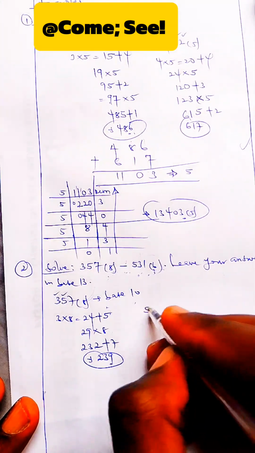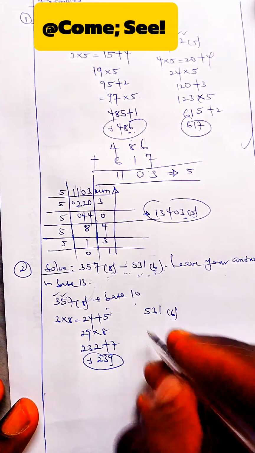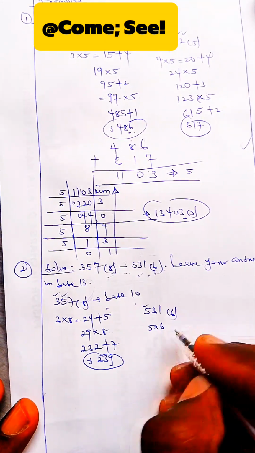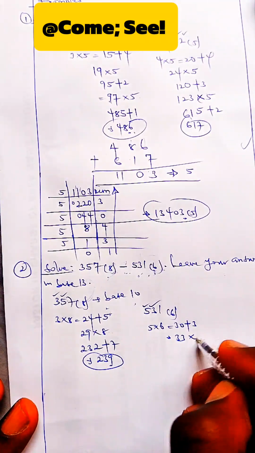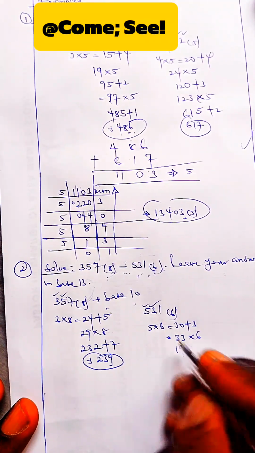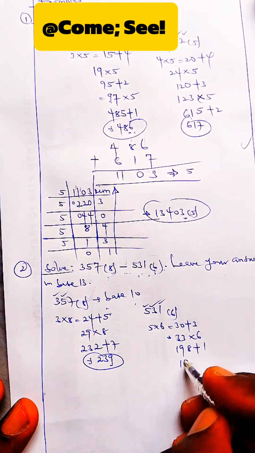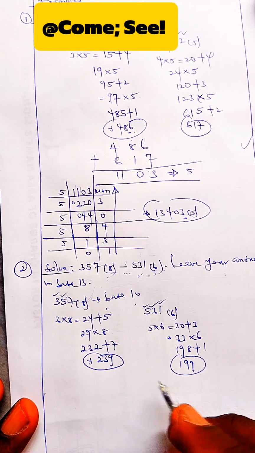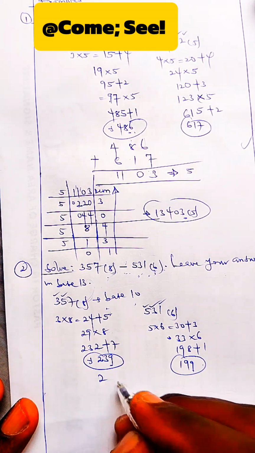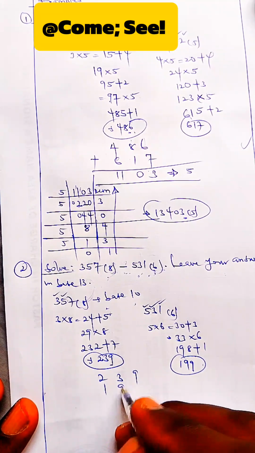So next, 531 in base 6, times and add. 5 times 6 is 30. 30 plus 3 is 33. 33 times 6 is 198, plus 1 is 199. Well, look at what we've got. So the next step is you're going to use this to subtract this. Since they are ordinary numbers now, they are both in base 10.